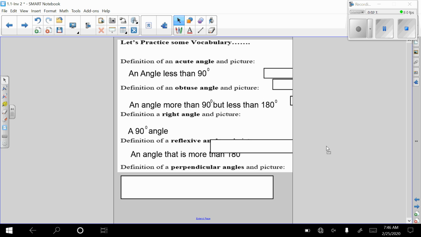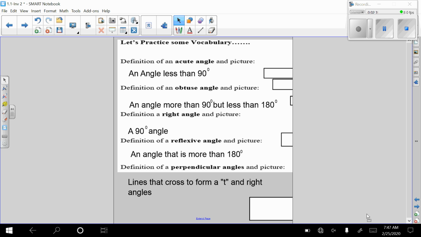The definition of a reflex angle is an angle that is more than 180 degrees. And the definition of perpendicular lines is lines that cross. They form a T. They form right angles.